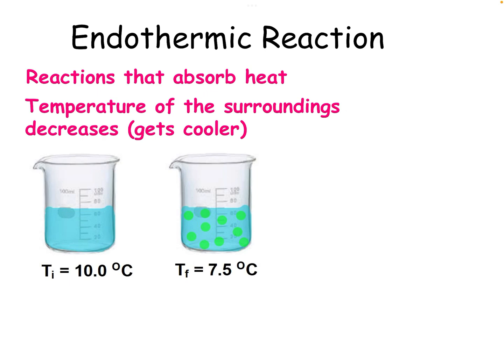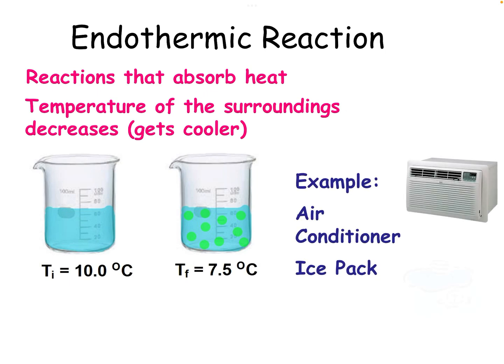Here's an example. So we've got a beaker of water. It's at 10 degrees Celsius. I put in a green solute, something, and I dissolve it. So it's evenly distributed, homogeneous. The temperature of the water went down. So if the temperature of the water went down, it's because the dissolving process absorbed heat.